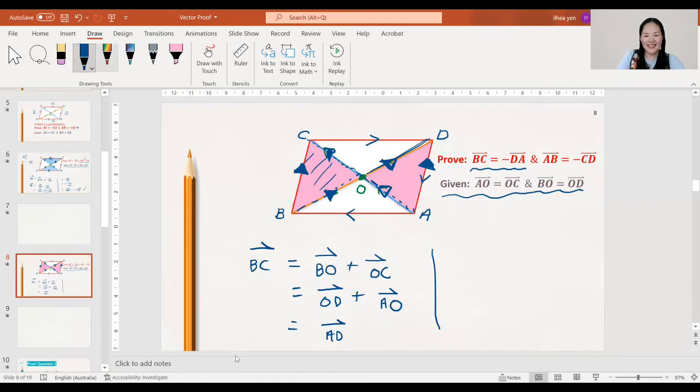Now, vector AD is also the same as negative or opposite vector DA, which is the same as that. So therefore, vector BC equals opposite vector DA. So we just proved that. So therefore, your final answer, you need to write quadrilateral ABCD is a parallelogram. Let's have a look at question 2.